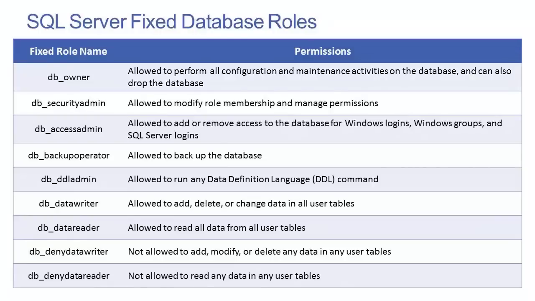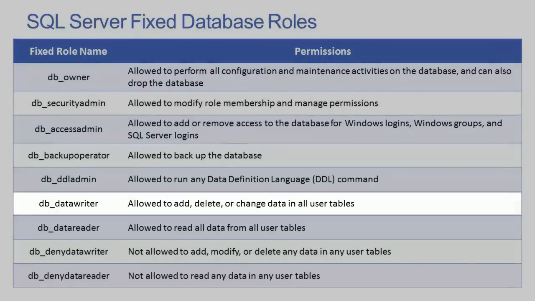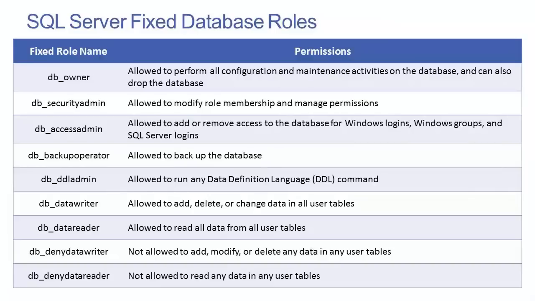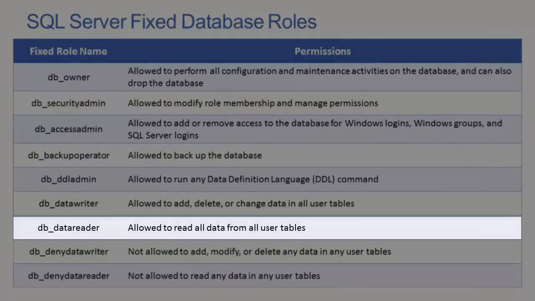A user who has been assigned to the DB data writer role is allowed to insert rows, delete rows, or update rows in all of the user tables within a database. By contrast, if a user has been assigned to the DB data reader role, they're allowed to read all of the data from the user tables.